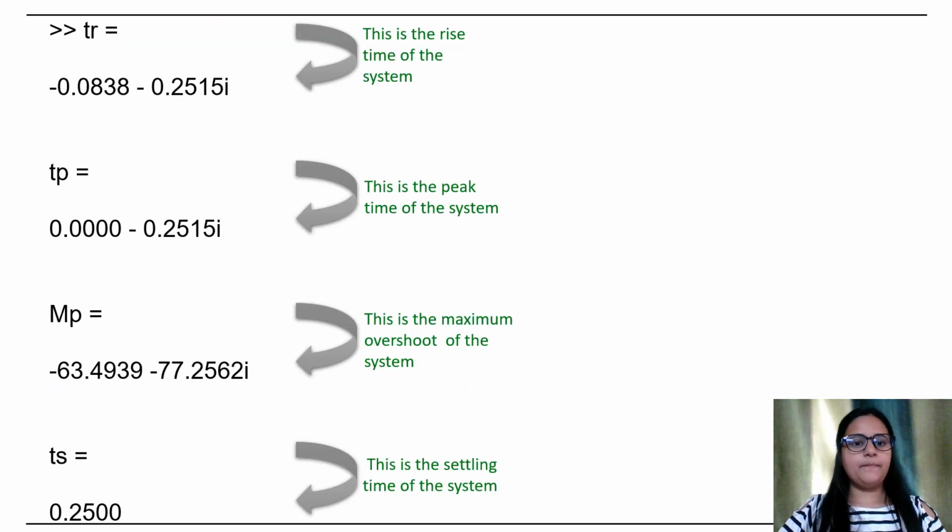This is the output of the parameters. This is the rise time, this is the peak time, this is the maximum overshoot, and this is the settling time.